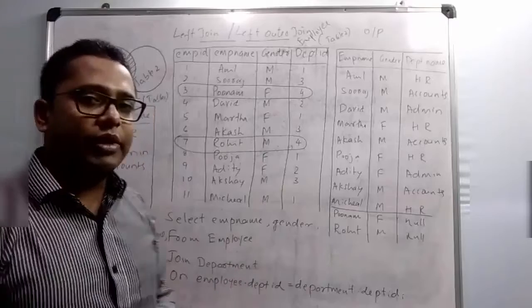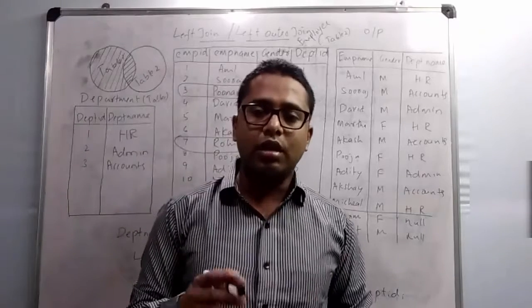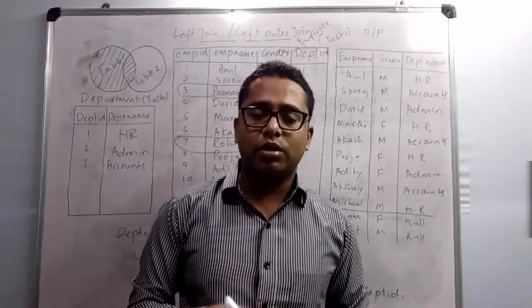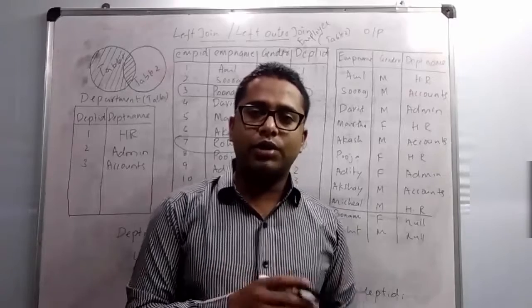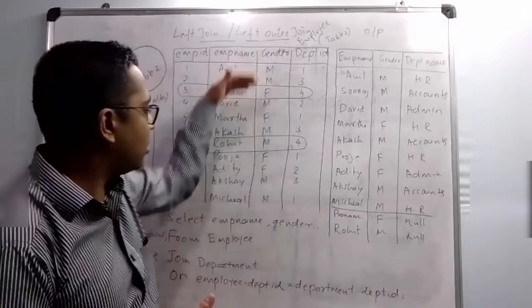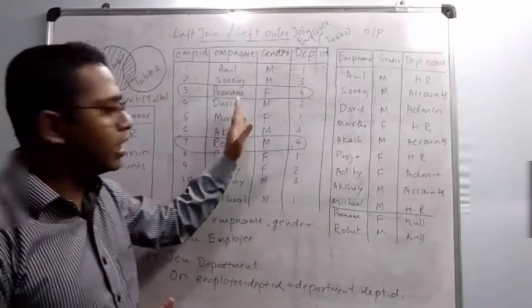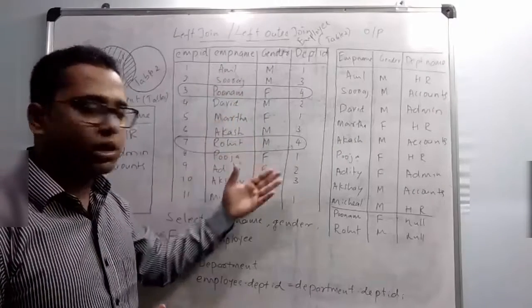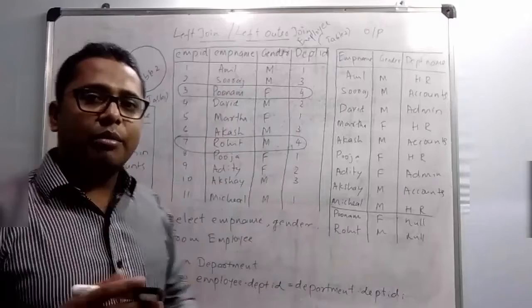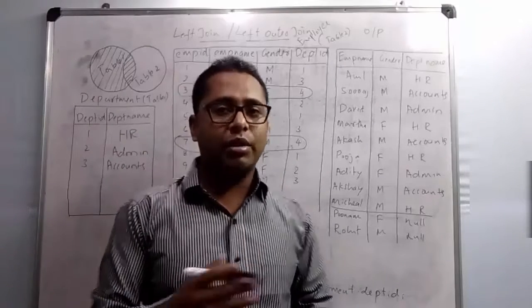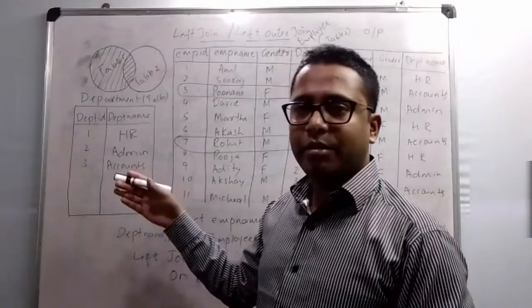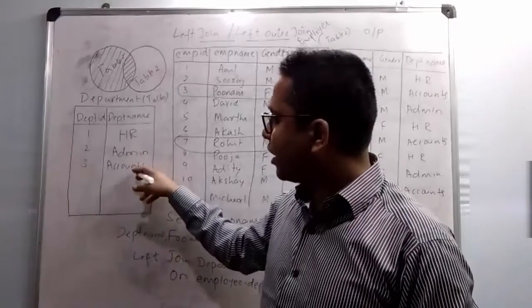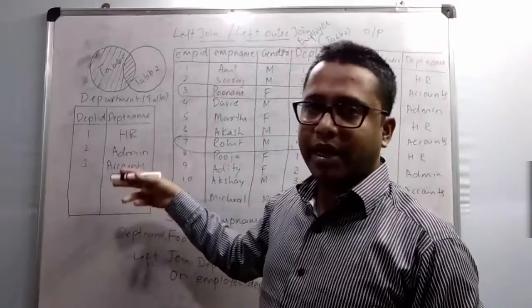So that is how left outer join works. It will return all the records from the left table. So it has returned all the records from the left table. Employee is the left table, that's why it has returned all the records from the left table and matched records from the right table. This department table is the right table and it has returned all the matched records from the department table.